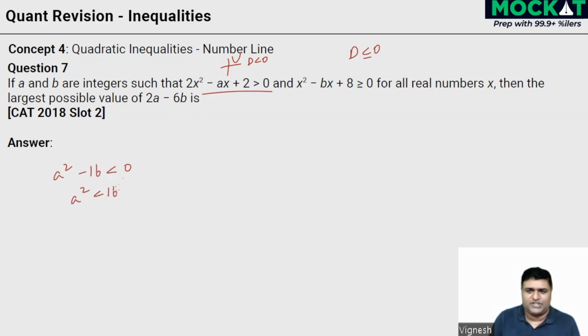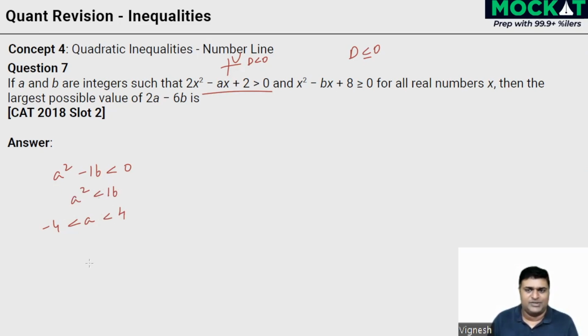The moment you apply a square root, you need to understand plus 4 and minus 4 are possible. And if a square is less than 16, the moment you have the less than sign, it becomes easy. You can express a single inequality, minus 4 to plus 4, right? A square is less than 16. You know that if you apply square root, it becomes plus or minus 4.